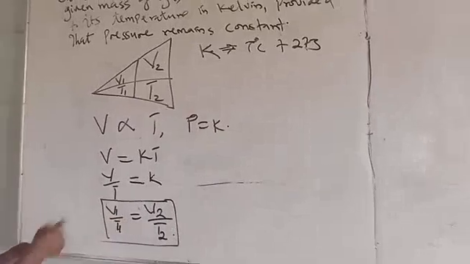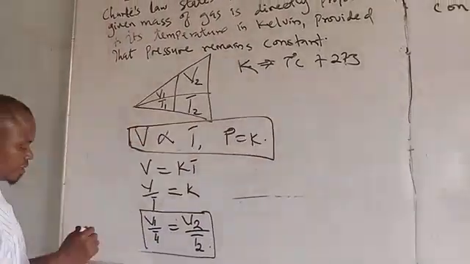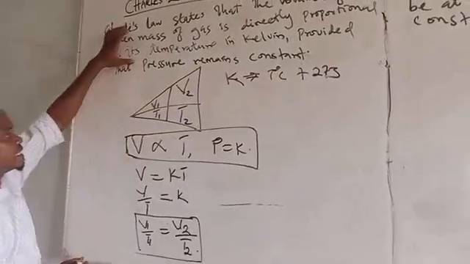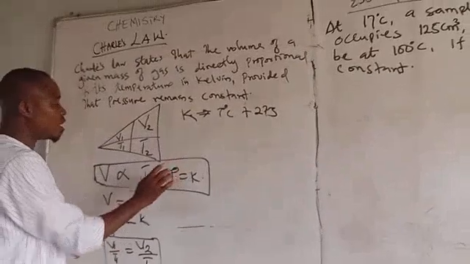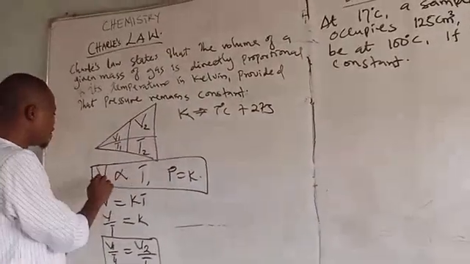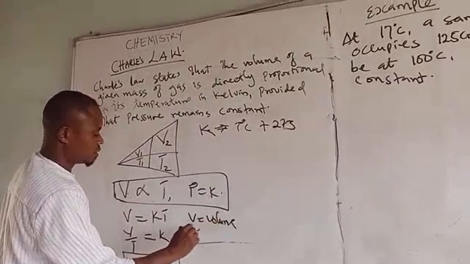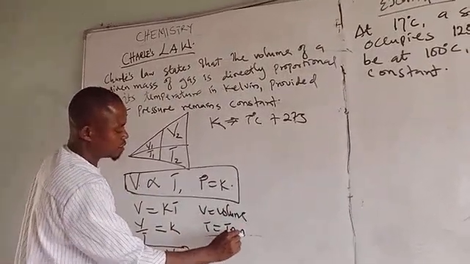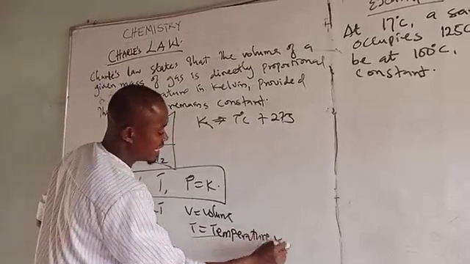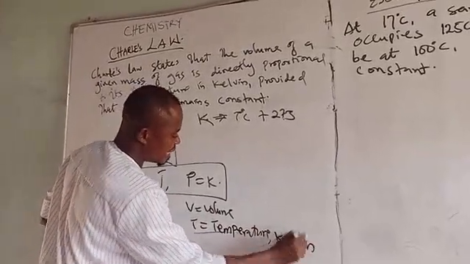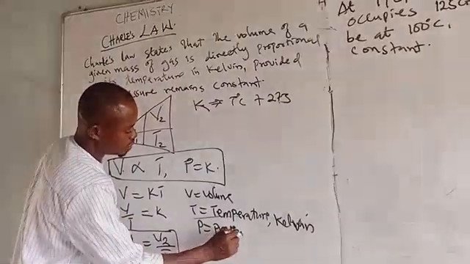Either represented like this or like this. Either one, you're correct mathematically. So if you cannot represent this as a definition in words, this is also a definition mathematically. Make sure you define each of these terms, where V is volume, T is temperature in Kelvin. Remember that, in Kelvin. And P is pressure.